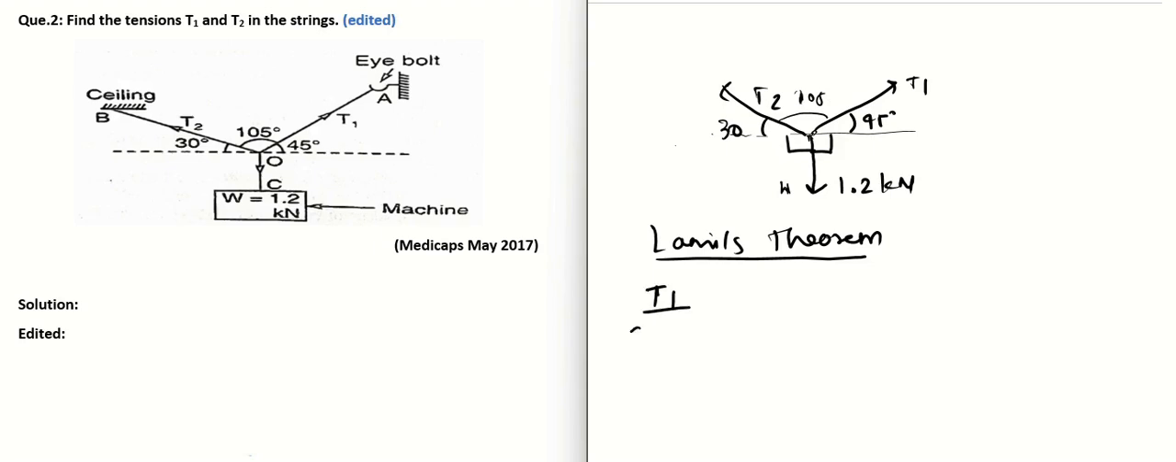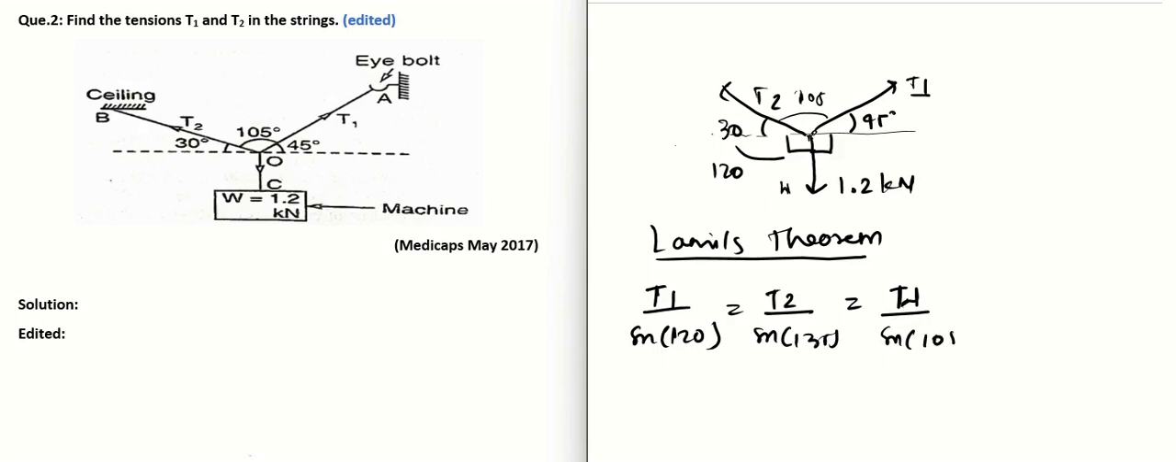Firstly, we have T1 divided by the sine of the angle between the other two forces, which is T2 and W, and the angle will be 120, because this is 30, this is 30, this is 90, so it will be 120. This is equal to T2 divided by the sine of the angle between the other two forces, which is T1 and W, and in this case it is 135, which is equal to W, which is given in the question, divided by the sine of the angle between T1 and T2, which is 105. So this is how you can apply Lami's theorem. Let us call it equation number 1.